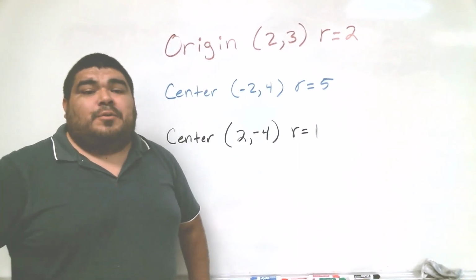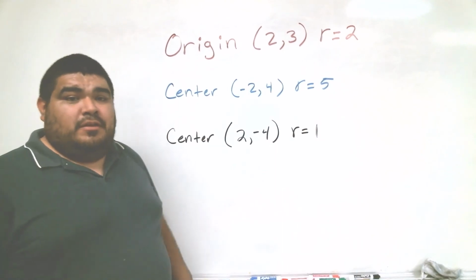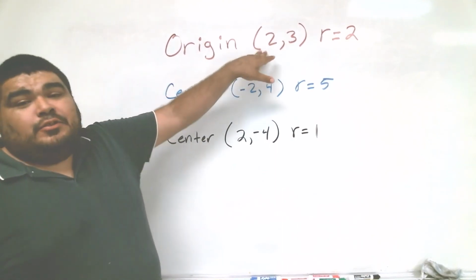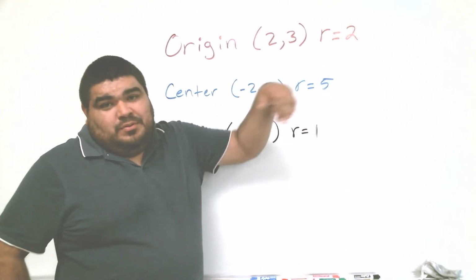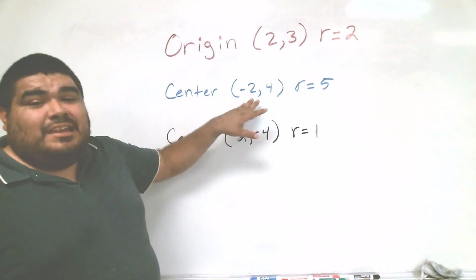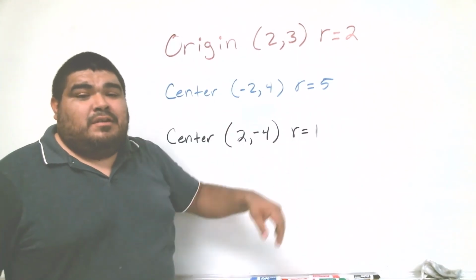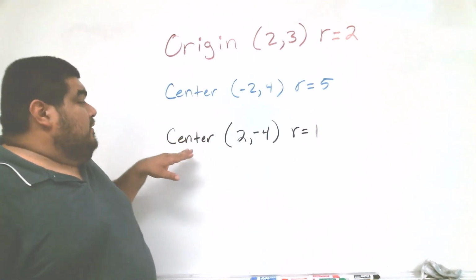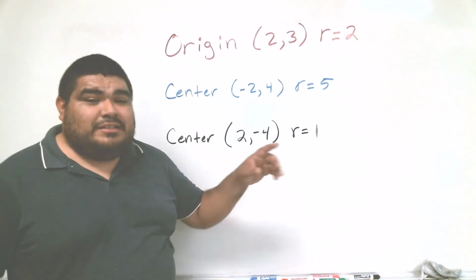All right, guys. So, we have 3 problems on the board. The first one, origin at 2, 3. The radius is 2. The second problem is the center. It's at -2, 4 with the radius of 5. And the third one is the center. It's at 2, -4 with the radius of 1.